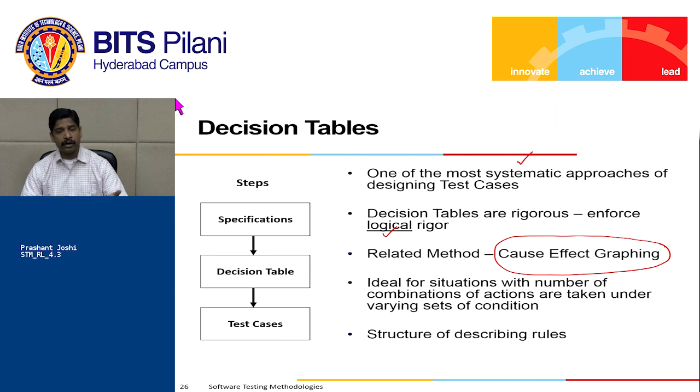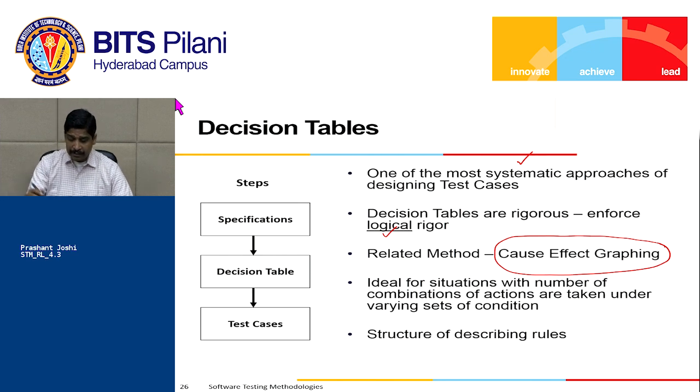If you wish to look at cause-effect graphing, you should look at the book by Binder for object-oriented testing. It does have a chapter which focuses on cause-effect graphing. And also one of the classic books by Myers also provides a chapter on cause-effect graphing.